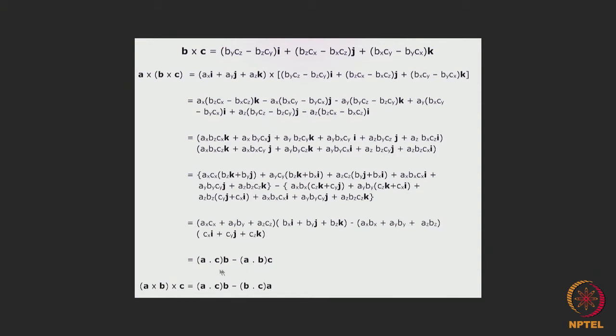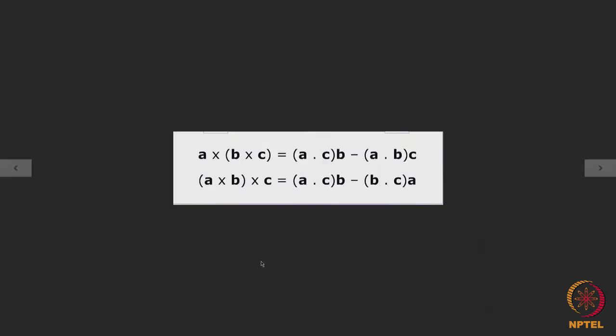Now, if we do it the other way around, if we make a cross product between a and b, and then the new vector makes a cross product with the vector c, then this is what it will be. It is a dot c b minus b dot c a. So, we have found out a cross b cross c is equal to a dot c b minus a dot b c, and when it is a cross b cross c, then it is a dot c b minus b dot c a.